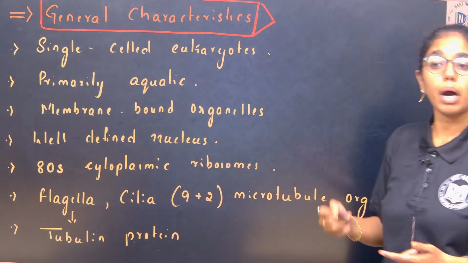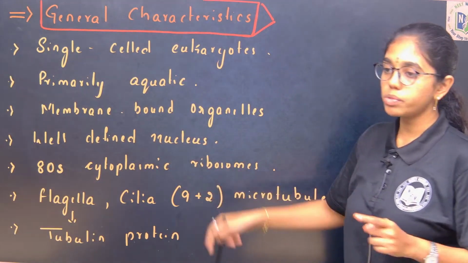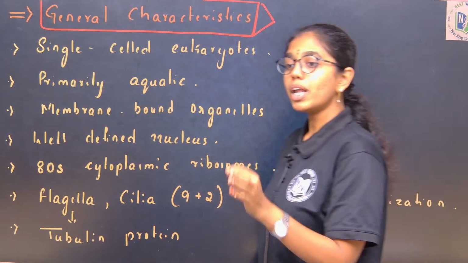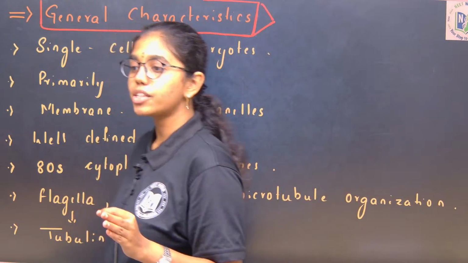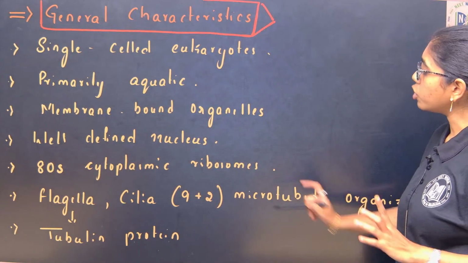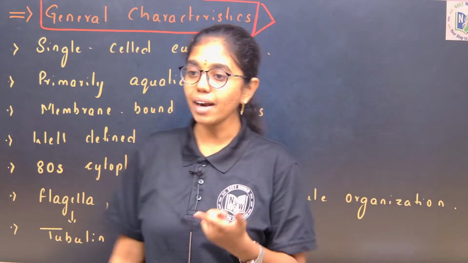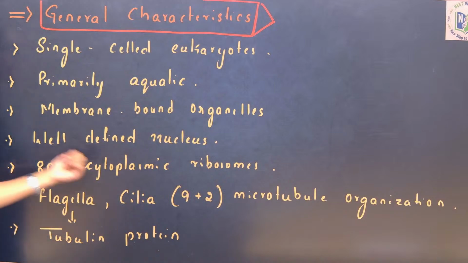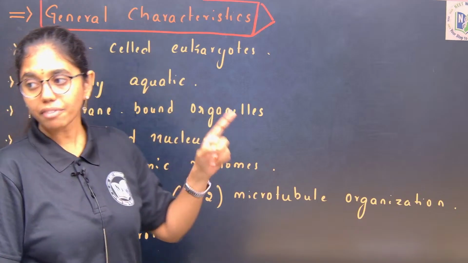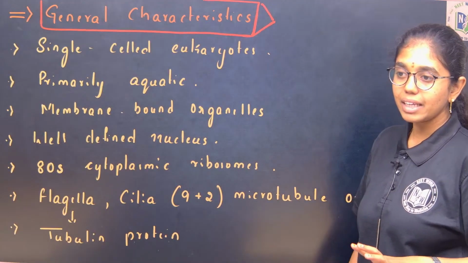They have membrane bound organelles because they are eukaryotes, and they have a well defined nucleus. Ribosomes will be of 80S, and flagella and cilia, both motile structures, will be there. In Monera the only motile structure is flagella, but here you have both flagella and cilia, and the microtubular arrangement is 9 plus 2. In Monerans you have 9 plus 0 arrangement. And what protein is in the flagella? Tubulin protein. Whereas in the kingdom Monera, flagella is composed of flagellin protein. Clear till here? Any doubt anywhere?